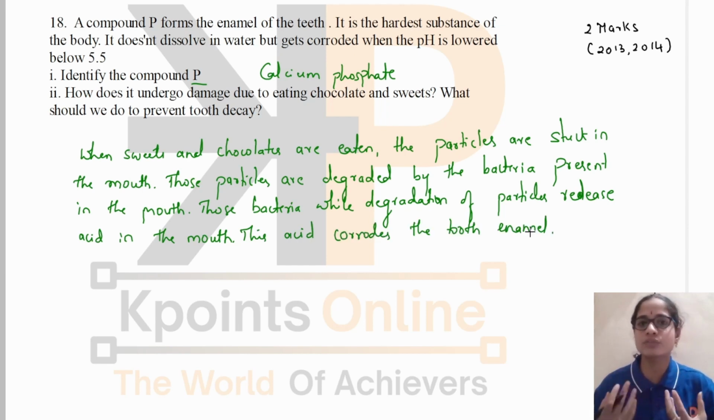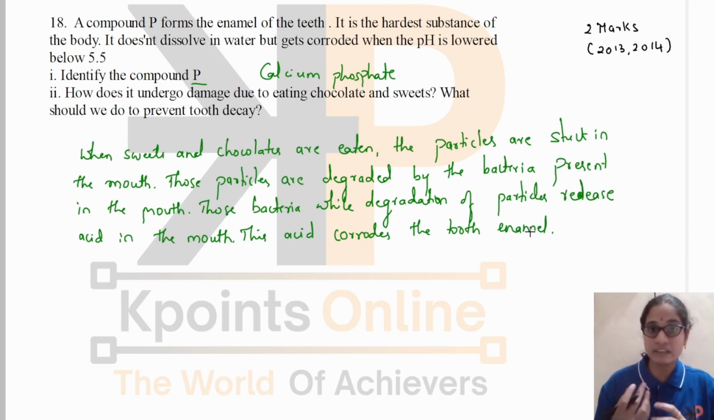When the particles of the food that we eat, or the chocolates and sweets that we eat, are stuck in the mouth, there are bacteria present in the mouth. Those bacteria will act on the particles and cause their degradation by releasing acids in the mouth. When the acids are released, the pH of the mouth decreases, because of which that acid corrodes the tooth enamel, causing tooth decay.